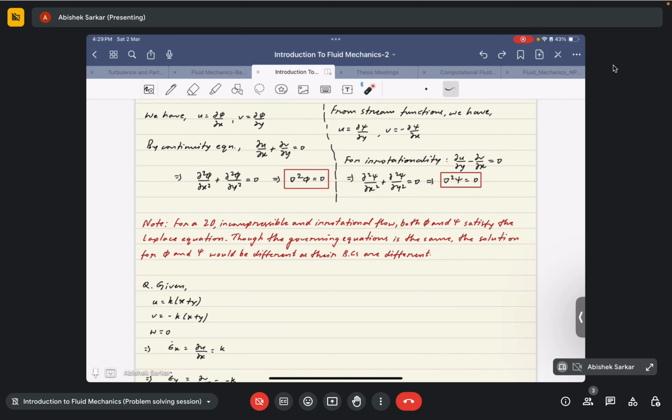And again, the final conclusion is that for a 2D incompressible irrotational flow, since both psi and phi satisfy the Laplace equation, it does not mean that the solutions for psi and phi are the same. Why? Because the respective boundary conditions for psi and phi would be different. The Laplacian of both psi and phi are 0, which implies that the governing equations for psi and phi are the same. But since the respective boundary conditions on psi and phi will be different, the solutions of psi and phi are different. So that's the important takeaway from today's discussion.